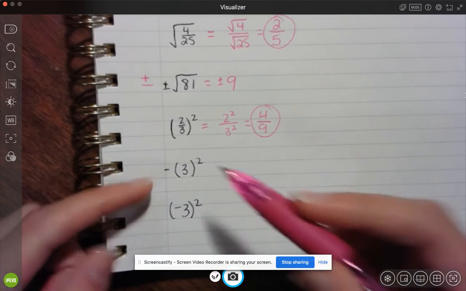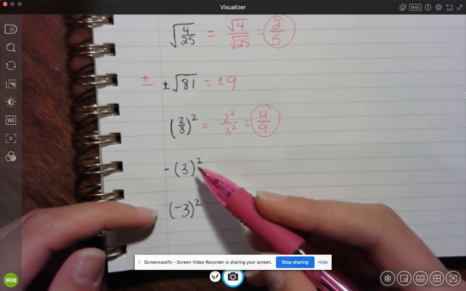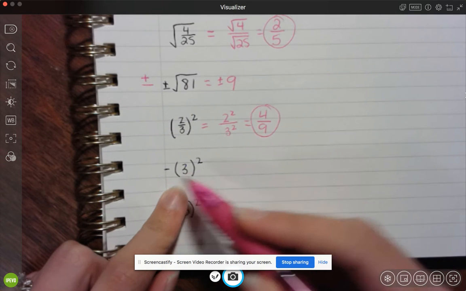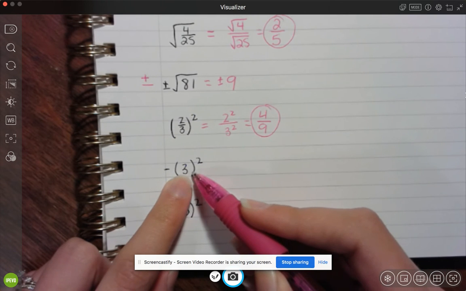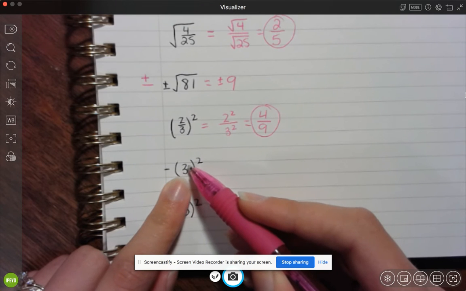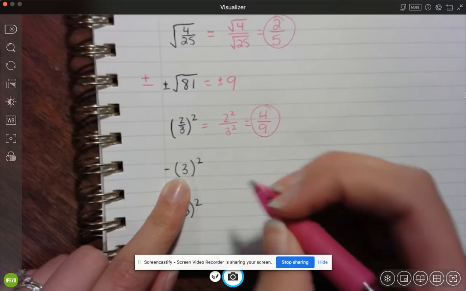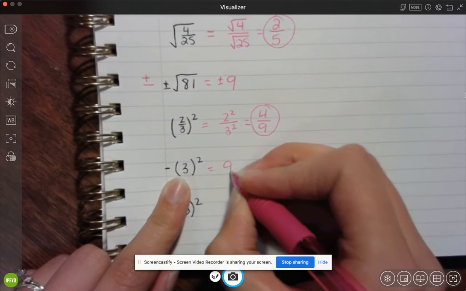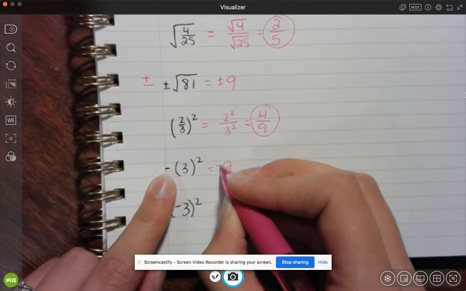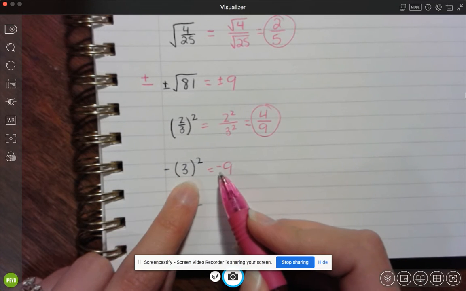All right, these last two. You might think these are equal, but they're not. All right, so this one here, negative, and then I do 3 squared. So what this is telling me is I am going to do the 3 squared first. So 3 times 3 is 9. All right, and then I tack on the negative. Okay, I do the squared first, then the negative.